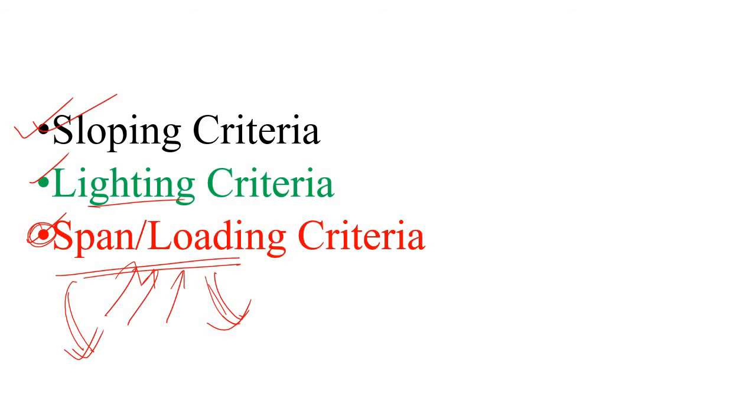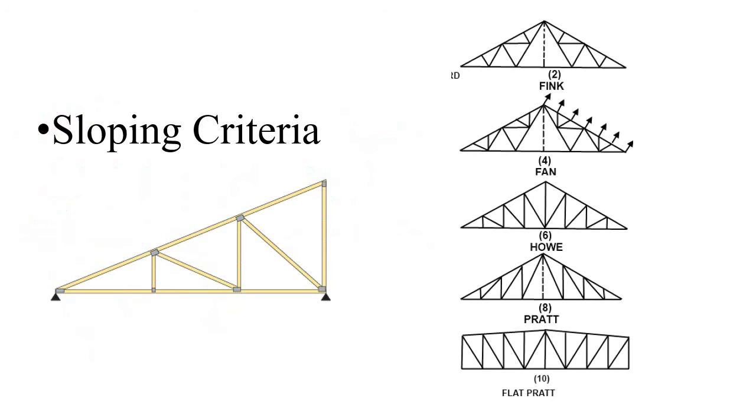Okay, so first understand the two simple ones, starting with sloping criteria. Let's say you have decided to construct a roof that will have a single or mono slope. In that case you can select this type of truss. Now let's say you are interested in constructing a roof which has almost flattened finishing. So in that case you can use this type of flat truss.